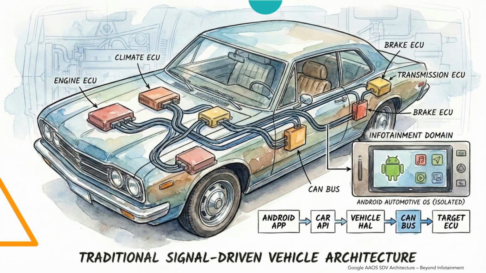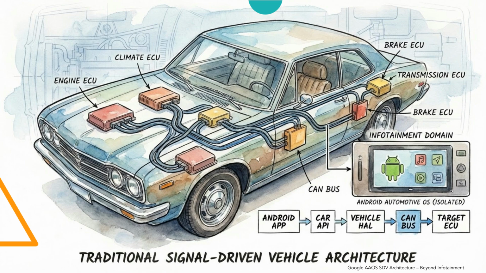If you step back and observe how vehicles were traditionally built, you will notice a very structured but rigid system. Each function inside the vehicle, whether it is engine control, climate, or door systems, is managed by a dedicated ECU. These ECUs operate almost like independent nodes, communicating through CAN. Within this ecosystem, Android Automotive OS existed only inside the infotainment domain. It handled user interface, media, and navigation, but had no authority over vehicle behavior.